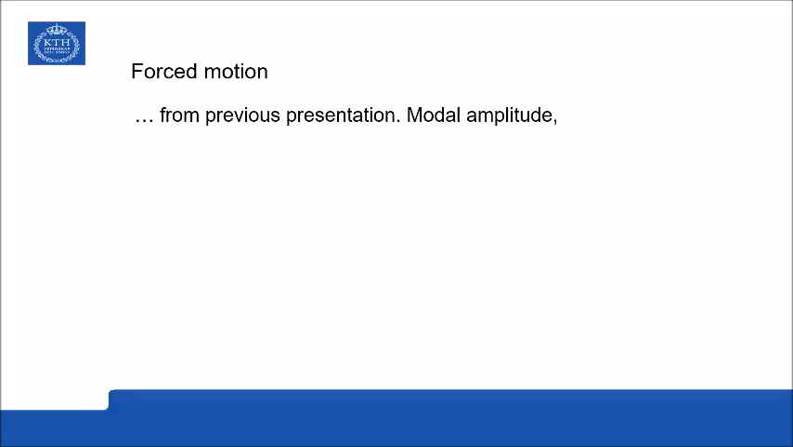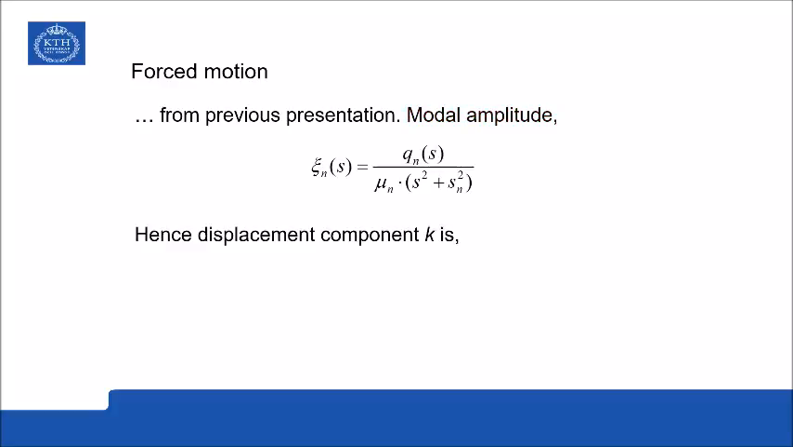From a previous presentation, we also know that the modal amplitude can be expressed like this. Q here is the nth component of the modal force. Mu n is the nth modal mass. And S square n here is the eigenvalue of the nth mode. So if we look upon the displacement component xk, we can, if we insert psi n as this, write the kth component like this. And as we have seen before, it's a sum of contributions from the n modes.